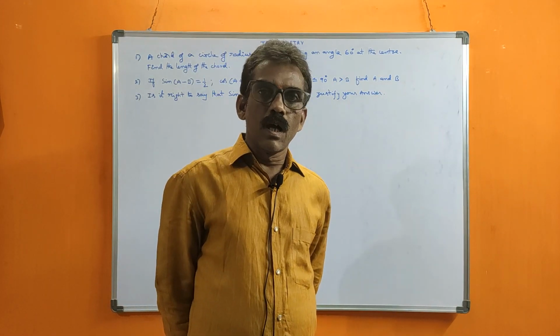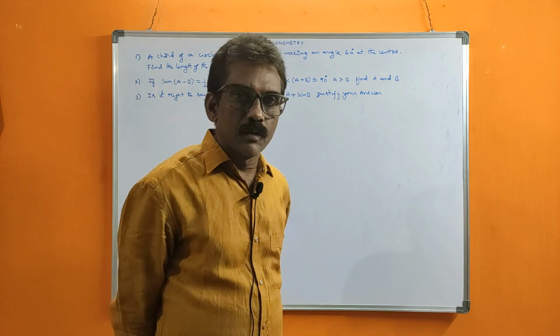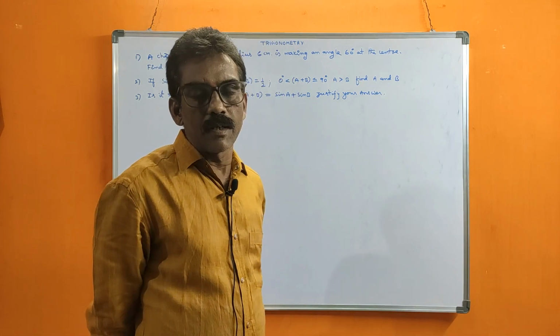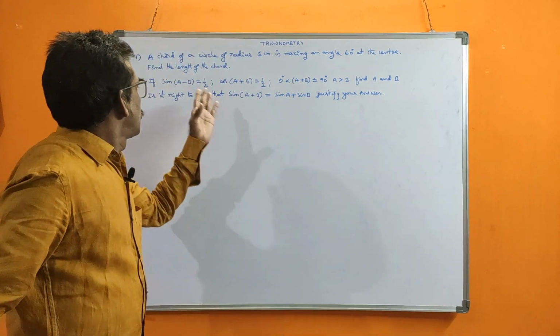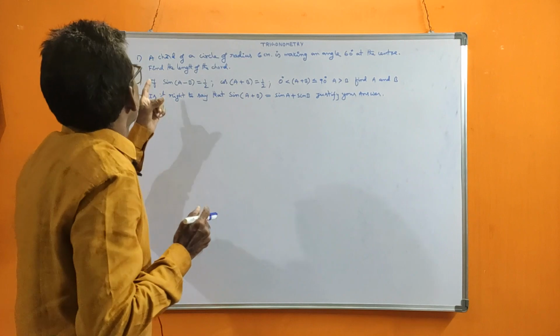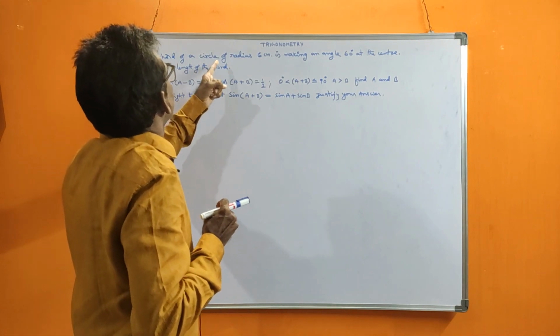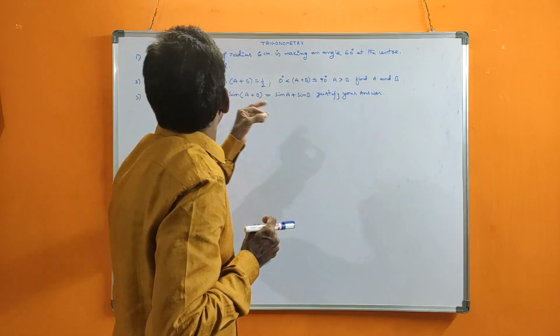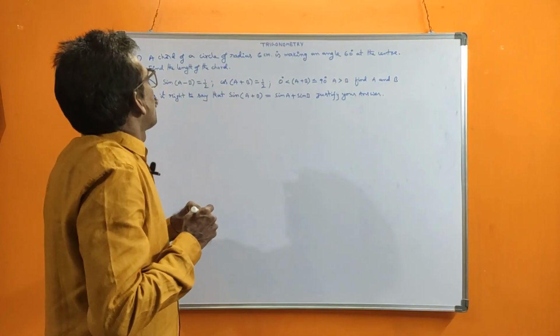In this video, I want to explain some more trigonometric problems related to angles. These three problems I want to explain in this class. First problem: a chord of a circle of radius 6 centimeters is making an angle 60 degrees at the center. Find the length of the chord.